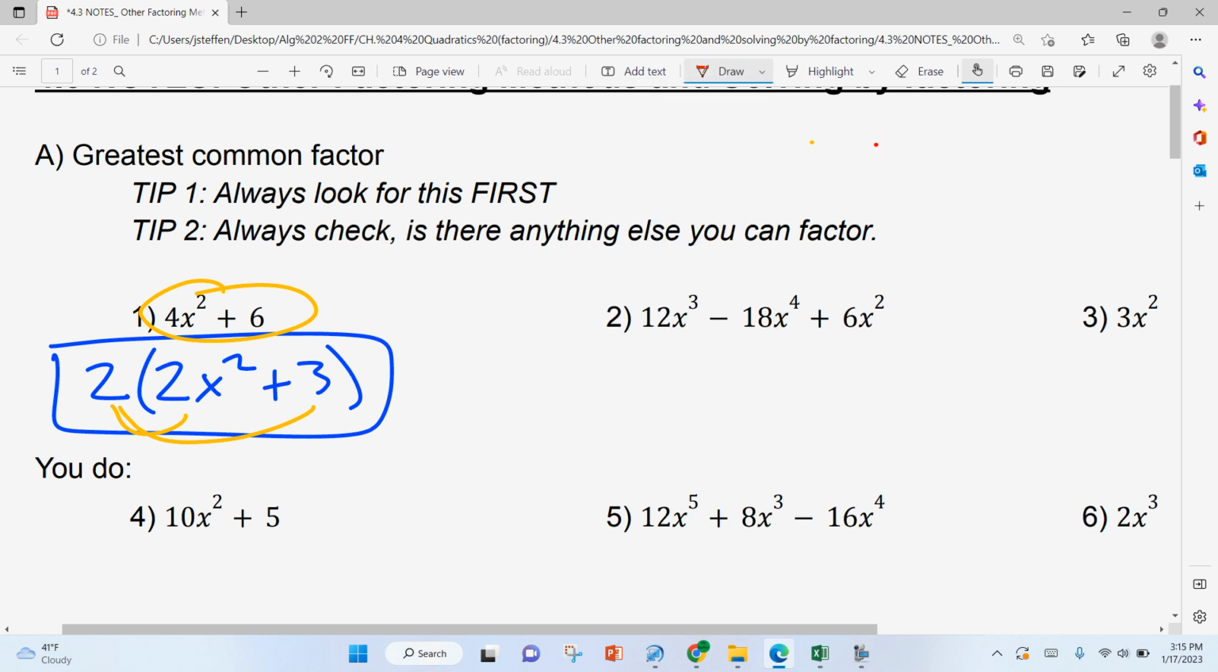So the next one's a little bit more complicated. We have a 12, an 18, and a 6. The biggest thing we can factor out is a 6. Then if you look at your variables, one dead giveaway is that they all have a variable. So we can at least factor out one of those x's. But if you look at the exponents, you can always factor out the lowest exponent. So we can actually take out 2 x's.